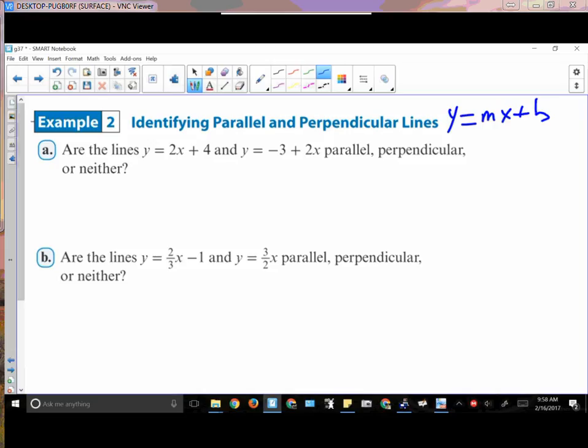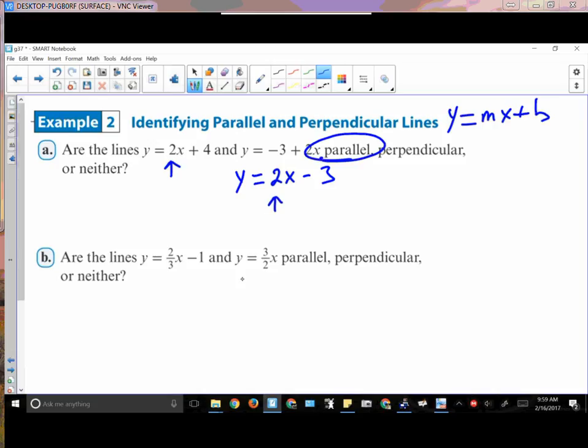So, if I look at this one, it is in the correct form. That means the slope here is 2. This one is sort of kind of there. It just needs to be rewritten a little bit. So y would be equal to 2x minus 3. So the slope is there. And they are the same. So that means that they have to be what? Parallel.